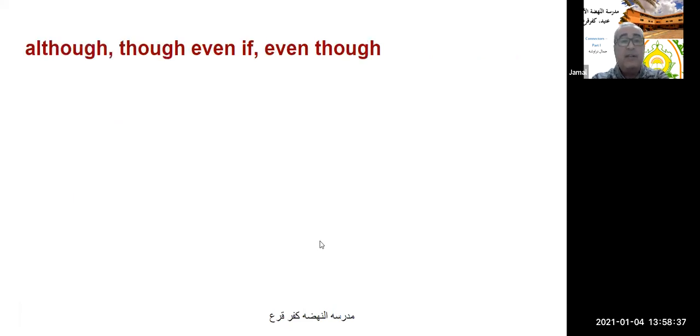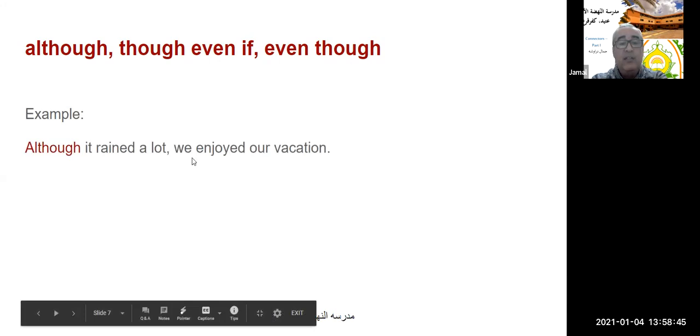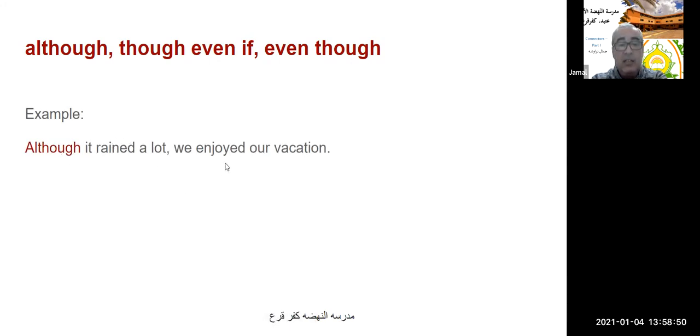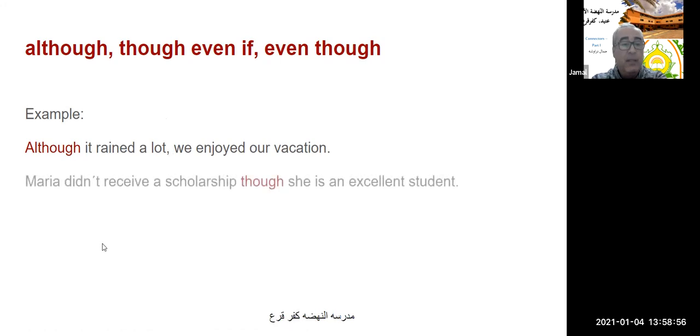Let's see other common connectors of contrast: although, though, even if, and even though. Example: although it rained a lot, we enjoyed our vacation. So two contrasting ideas: it rained a lot, but still we enjoyed our vacation. So we started with although.